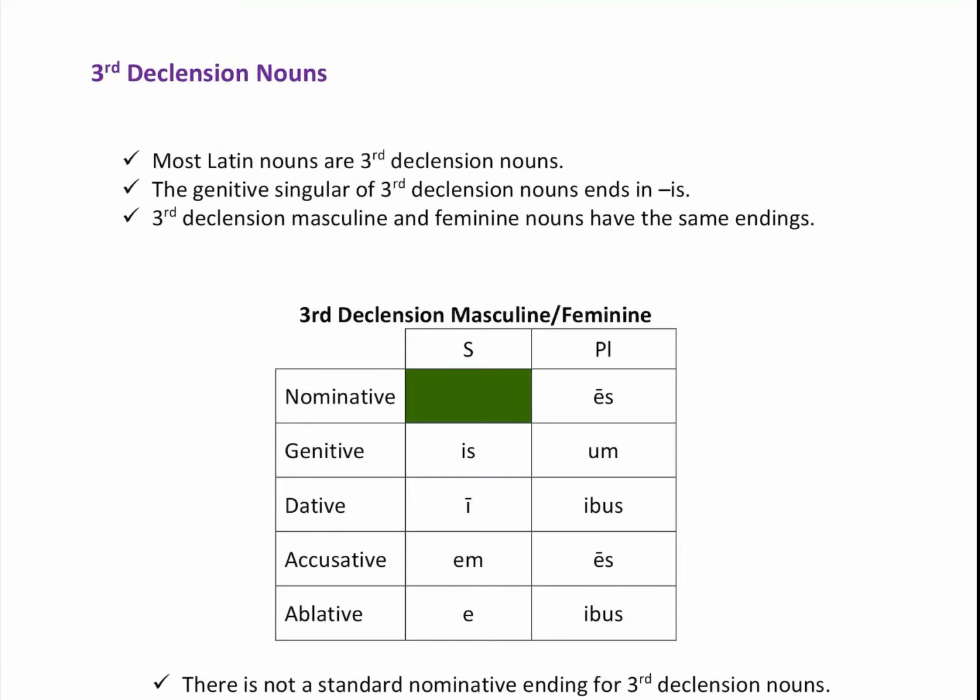Let's talk about third declension nouns today. It's the only thing you're going to learn this week, and so make sure you have your chart book out. You'll need it a little bit later. Now, most Latin nouns are third declension nouns.